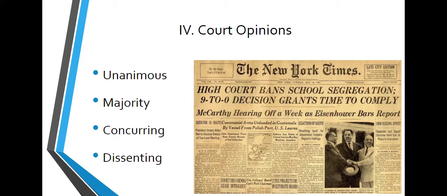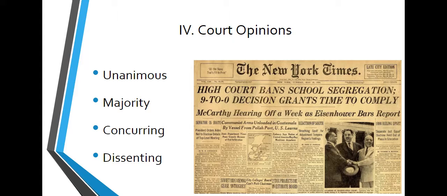So what I want to start with today is looking at the different types of opinions that the court can deliver. These terms can be used on your AP exam, so I want to make sure that you understand what they mean. Of course, if all 9 justices on the Supreme Court agree with a decision, that's called a unanimous opinion. Unanimous just means it's a 9-0 opinion. All 9 justices have agreed, and that's the strongest type of majority opinion you can give.